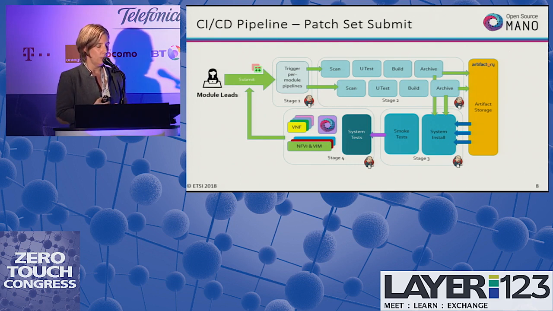Something we are doing is adding a stage 4 step in this pipeline that we only call when the patch set is ready for merging into the main code line, because it is time-consuming and resource-consuming. The challenge here is to run some system testing, some end-to-end testing with OSM, to verify that the end-to-end functionality is still there. This is triggered whenever the module leads decide to submit a code set patch to the mainstream.